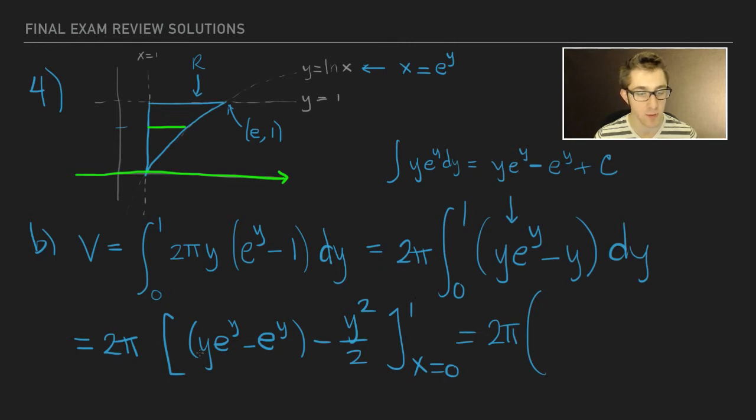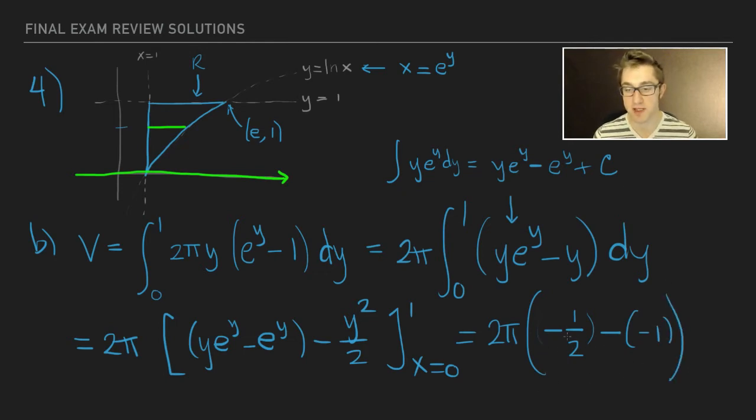When I plug in 1, I get 1 times e to the 1, which is e, minus e, so this is going to be 0. And then I'll have a negative 1/2 here, minus, when I plug in 0, so this is what I get from the first parentheses here. When I plug in 1 to the whole thing, I get negative 1/2, and when I plug in 0, I get 0 times e to the 0, which is 0, minus e to the 0, which is 1, so I have a negative 1 minus 0. So minus negative 1.